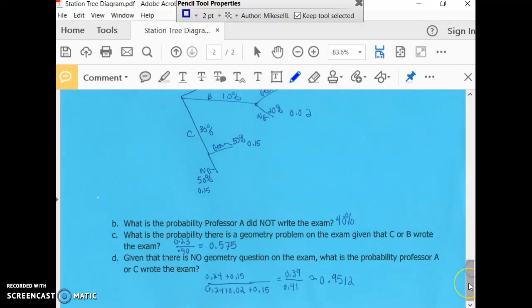And the last but not least, given that there's no geometry questions on the exam, what's the probability that Professor A or C wrote it? So no geometry for Professor A and C right there. No geometry total, which is actually a pretty high amount. So done.